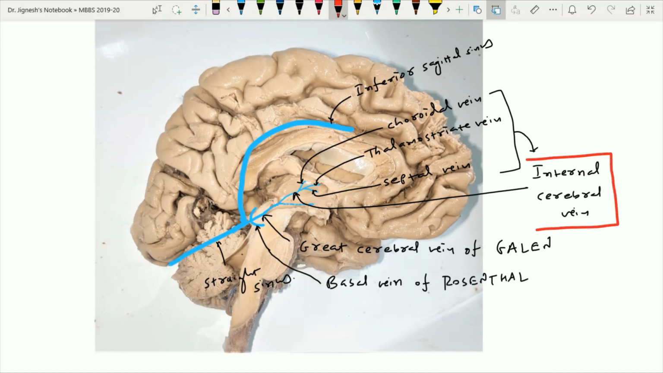So this internal cerebral vein is going to be formed by the fusion of three veins: the choroidal vein, thalamostriate vein, and the septal vein. As the name suggests, the choroidal vein is responsible for draining the blood from the choroid plexus. The thalamostriate vein is responsible for draining the blood from the thalamus and the nearby area. And the septal vein is responsible for draining the blood from the septum pellucidum.